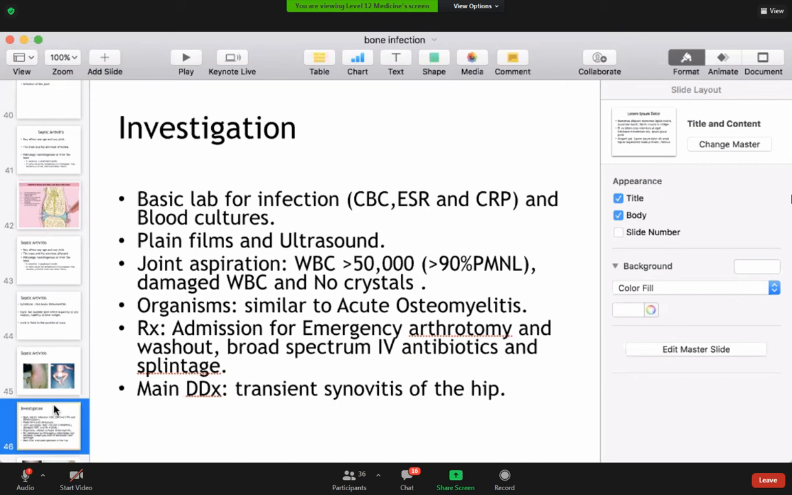Organisms are similar to the acute osteomyelitis. Most common is Staph aureus. So usually once you diagnose a patient after taking a sample, empirical antibiotics, emergency arthrotomy and washout of the joint.